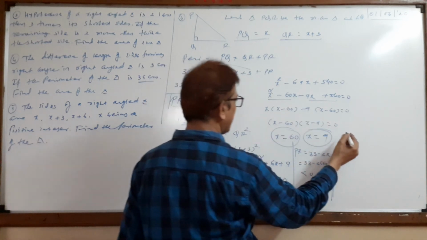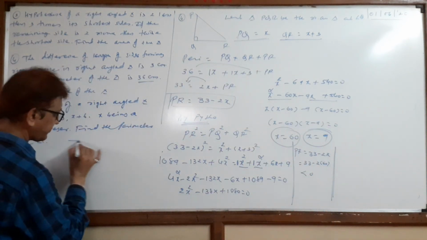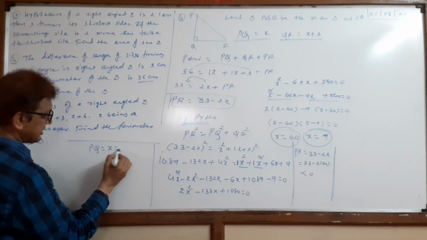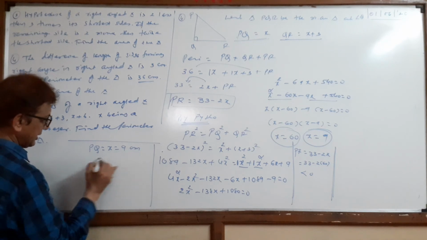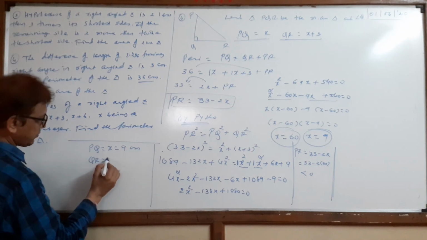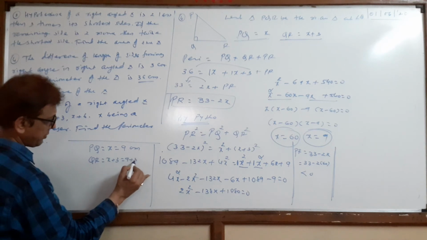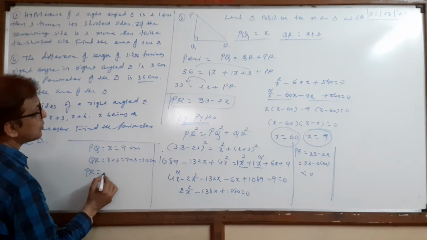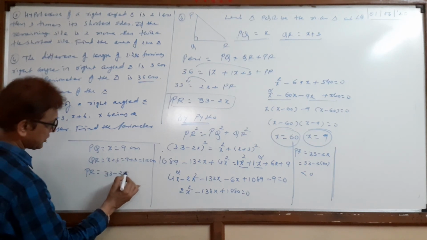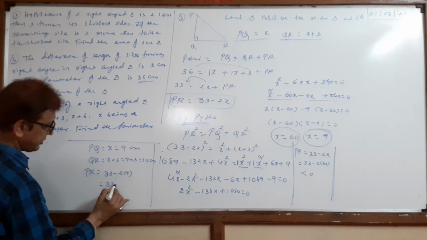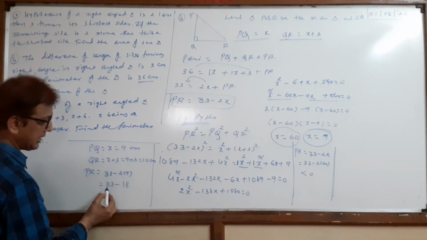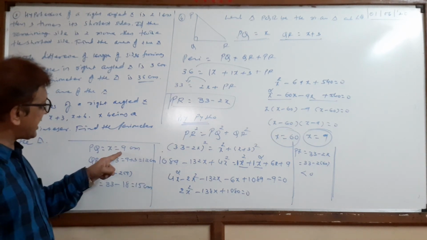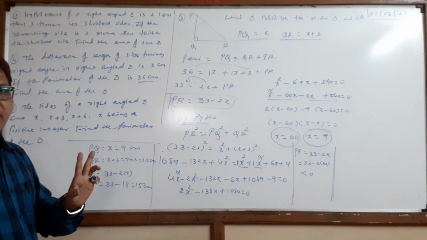Okay, so PQ equals x, x equals 9. Then QR equals x plus 3, so 9 plus 3, 12. And PR equals 33 minus 2 into 9. 2 nines are 18. 33 minus 18, 15 centimeters. This is our triplet: 9, 12, 15.